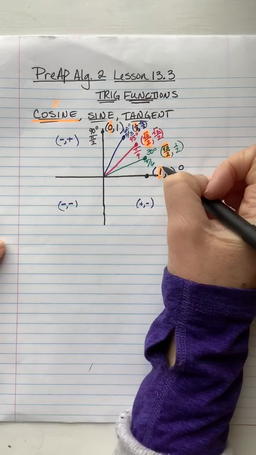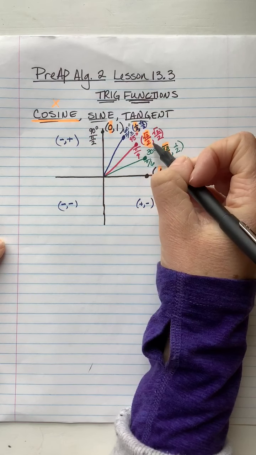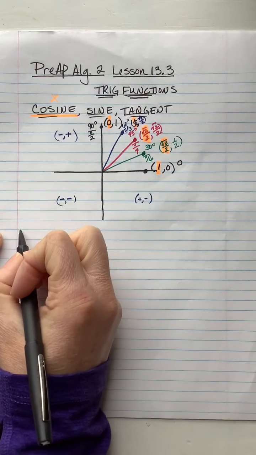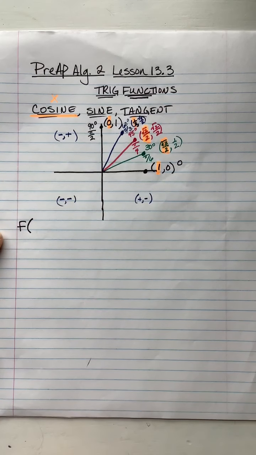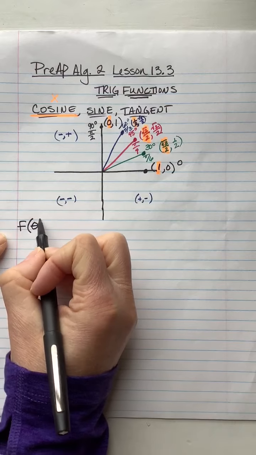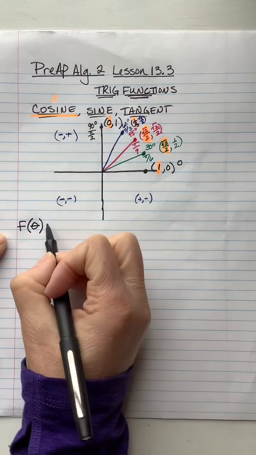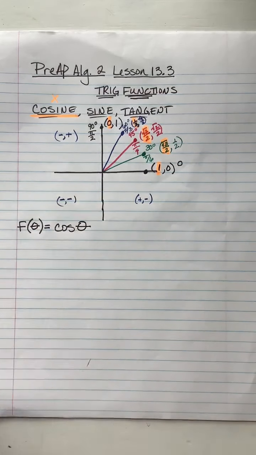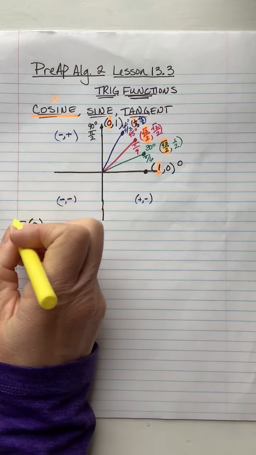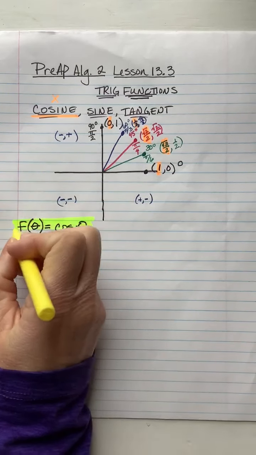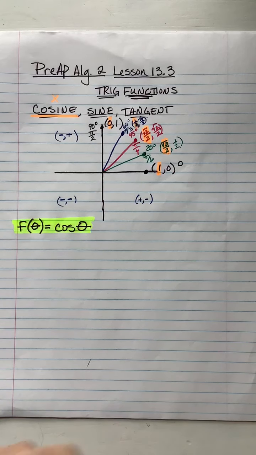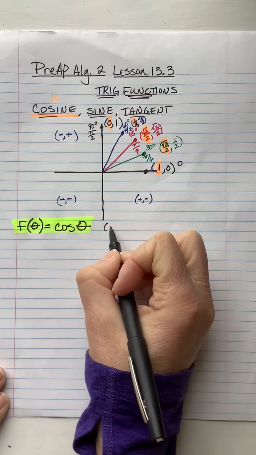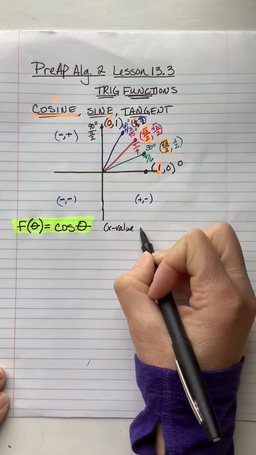My output value is going to be my x value, because we are going to be graphing the cosine function. So I'm going to start with a function whose input is an angle measure, theta, and whose output is the cosine value at that angle. So here's the first one that I'm going to try to create a function for. Once again, notice the input is going to be my angle measurement, and my output is going to be the x value of the unit circle.